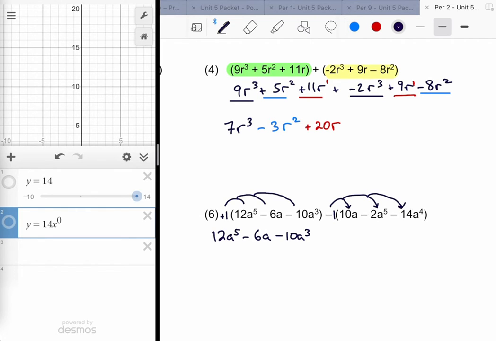In distributing the negative, we're multiplying each term by a negative 1. When you multiply by a negative 1, you reverse the sign. So negative 1 times positive 10a becomes negative 10a. Negative 1 times negative 2a to the 5th becomes positive 2a to the 5th. Negative 1 times negative 14a to the 4th becomes positive 14a to the 4th.